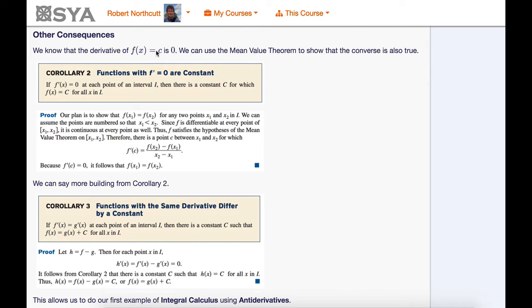We know that if a function is a constant, its derivative is zero. We proved that early on in the section on derivatives using the limit definition of a derivative. But this is going to go the other way. It's going to basically say that if the derivative is zero, then the function actually must be a constant. There's no other function that could have a derivative of zero. And that uses the mean value theorem as well.